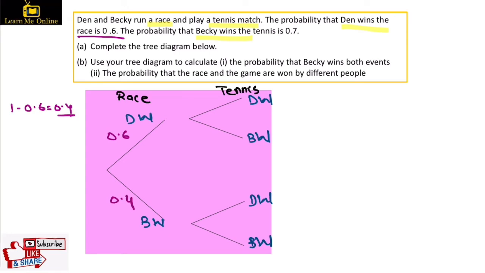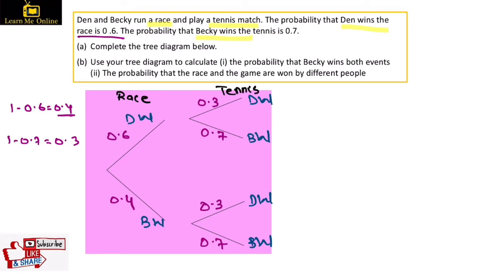Now we're going to go to the next piece of information, where it says that the probability that Becky wins the tennis is 0.7. Here Becky is winning again, so it would be 0.7. Because the branches should add up to 1, you do 1 minus 0.7, and that gives you 0.3. So for Den to win the tennis game, the probability would be 0.3. Here we have the question given in decimals, so we are writing down all the information in decimals, and the final answer should be in decimal form as well.